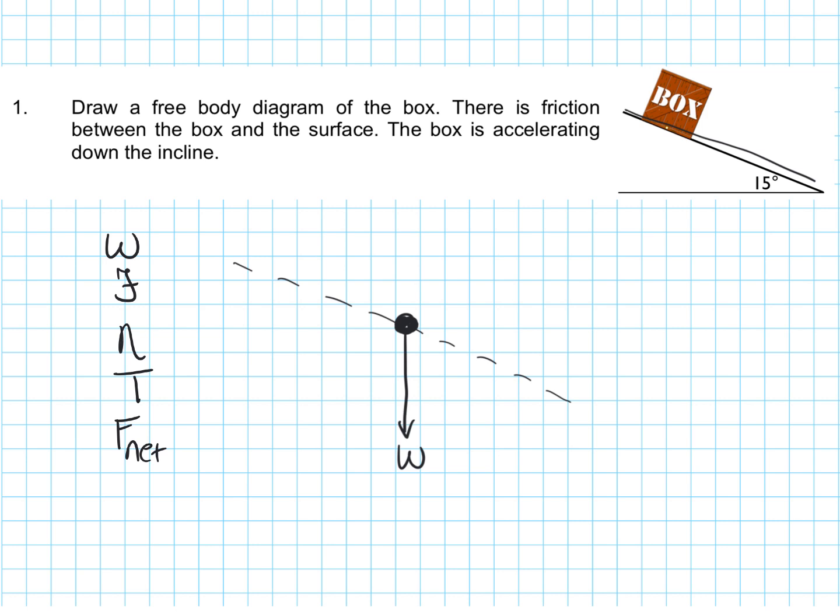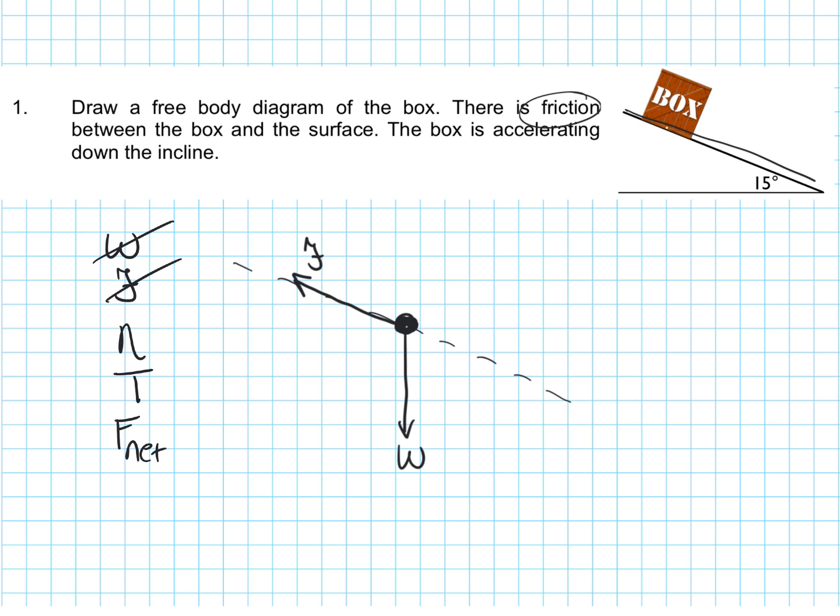Next, let's see friction. So there's weight, friction. The only way I know there's friction is if it describes something about it. It says there's friction. Friction always acts parallel to the surface and opposite the direction of motion. Now, it says it's accelerating down the incline, so I know that friction is trying to go up the incline because it's opposite the motion or the intended motion.